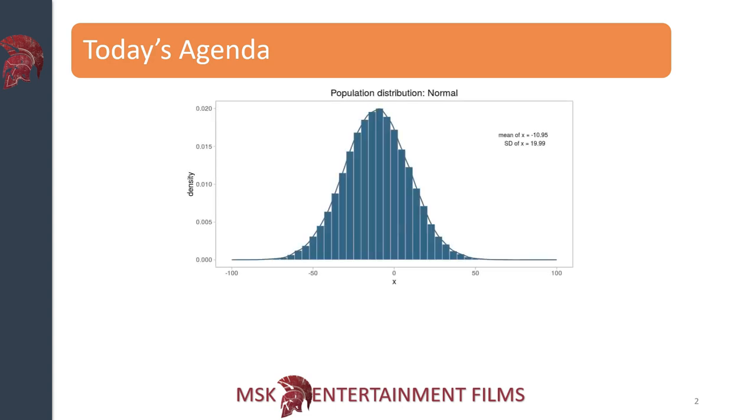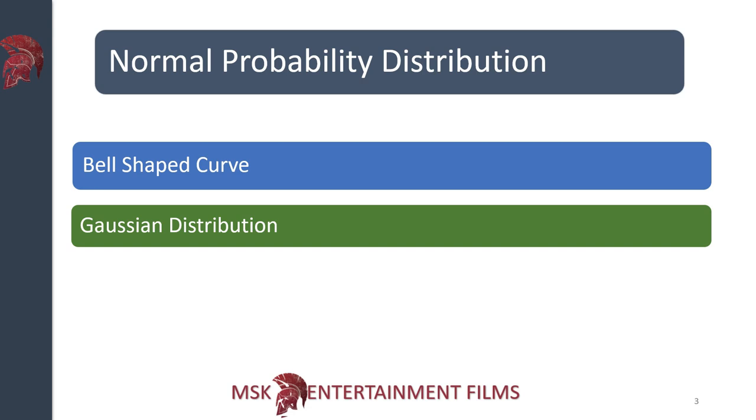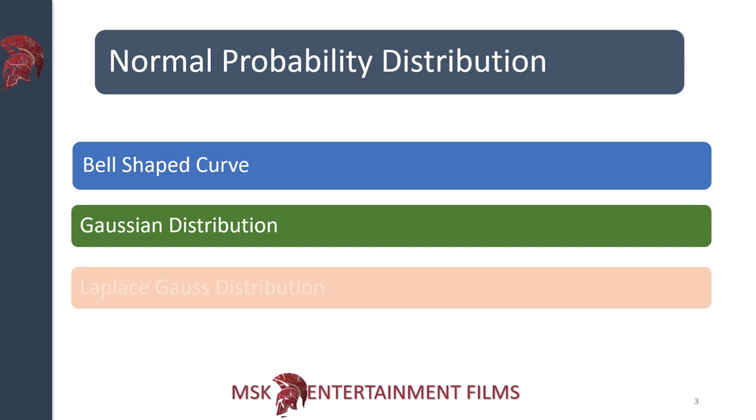So today's agenda is the making of the normal probability curve, which is also called a bell-shaped curve. In different books, you will read about it being called the Gaussian distribution. It can also be called the Laplace-Gauss distribution. These are just names, or synonyms, which can be used instead of normal probability distribution.